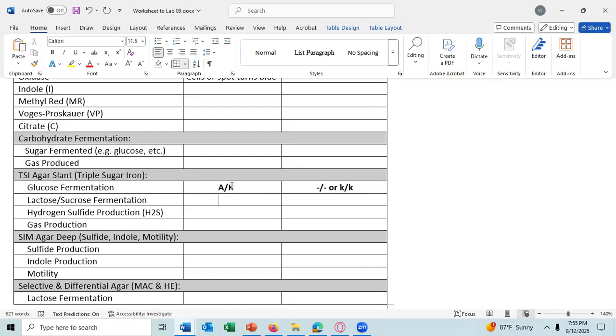Give me the results of hydrogen sulfide being produced in the triple sugar iron. And then give me the negative, meaning hydrogen sulfide is not produced. Give me gas being produced in the positive and no gas being produced, meaning gas production negative.